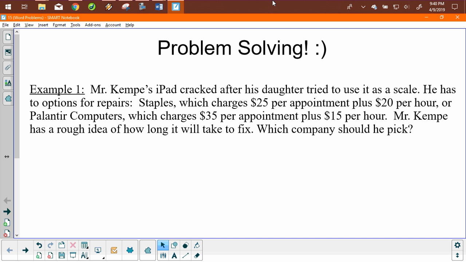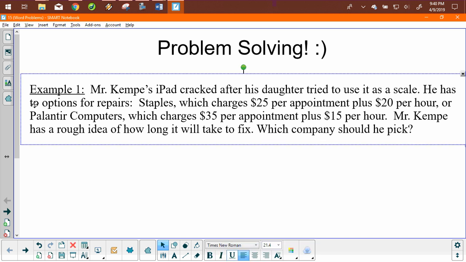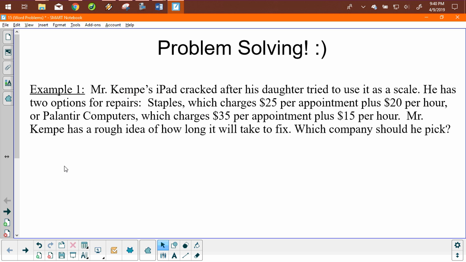Okay, Mr. Kemp's iPad cracked after his daughter tried to use it as a scale. He has two options for repairs. Okay, Staples, which charges $25 per appointment plus $20 per hour. Or Palantir Computers, which is $35 for the appointment and $15 per hour. Mr. Kemp has a rough idea of how long it will take to fix, so which company should he pick?